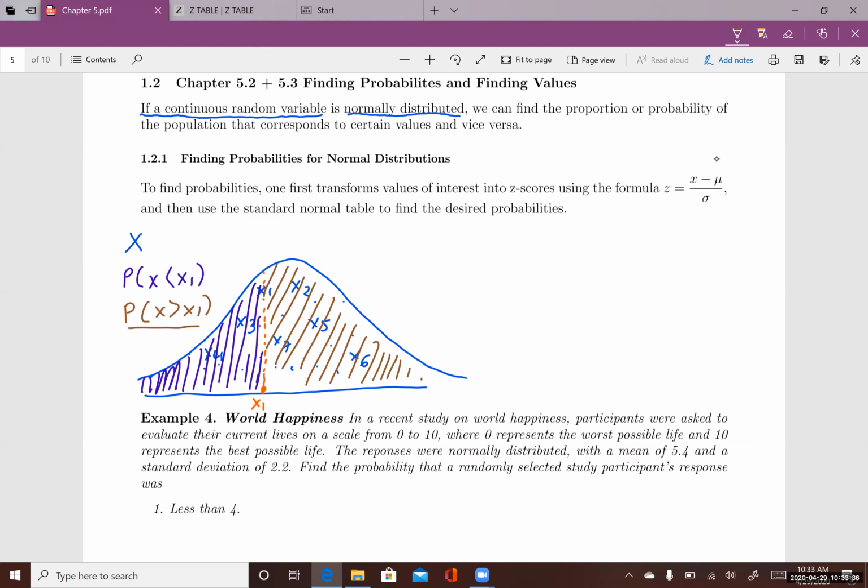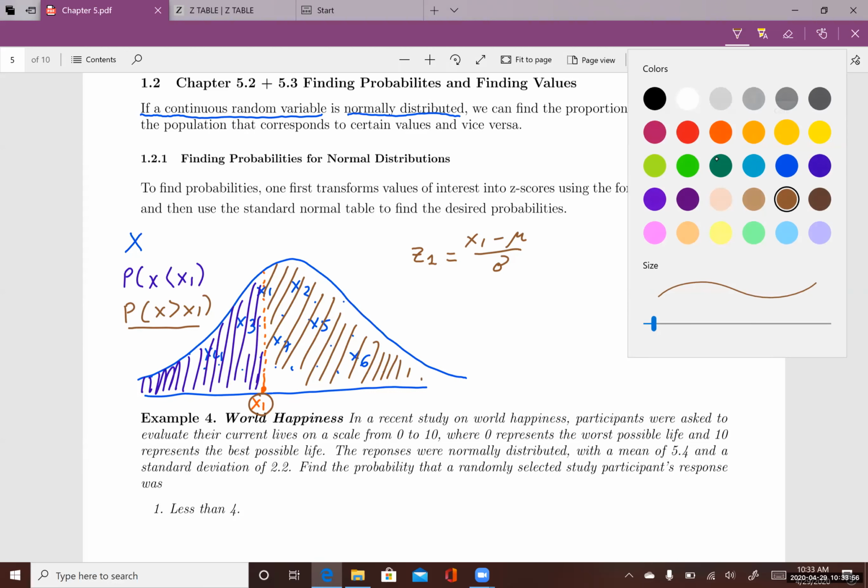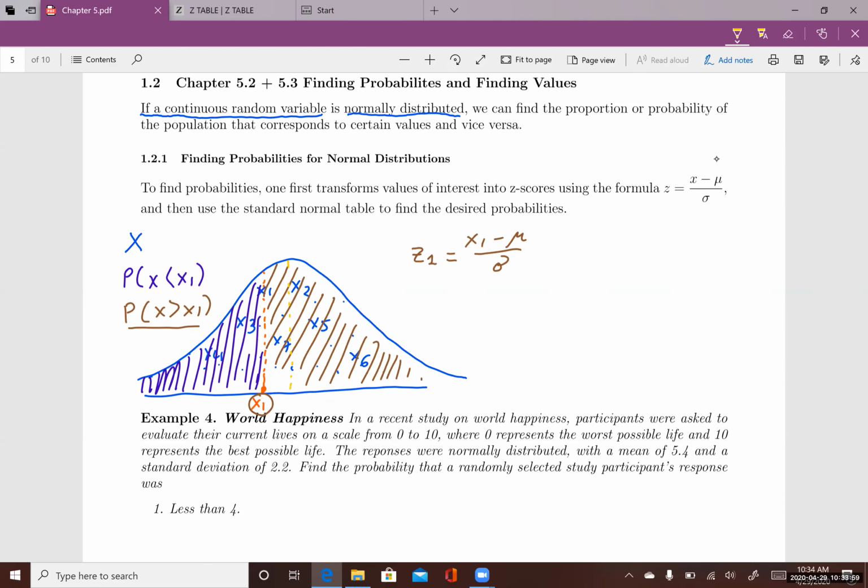Okay, so in order to find the probability, we need to convert the x here into its Z score. And the Z score for x1 is going to be x1 minus mu divided by sigma. Again, as a reminder, mu is the mean of the population, right in the middle of the distribution, and sigma is the standard deviation of this continuous variable, of this population.